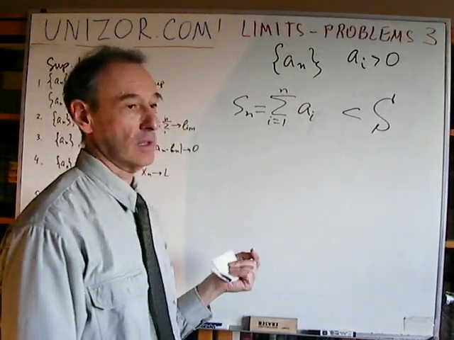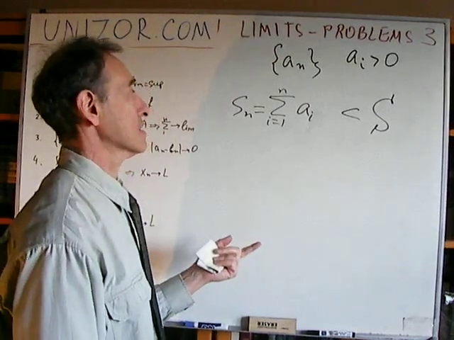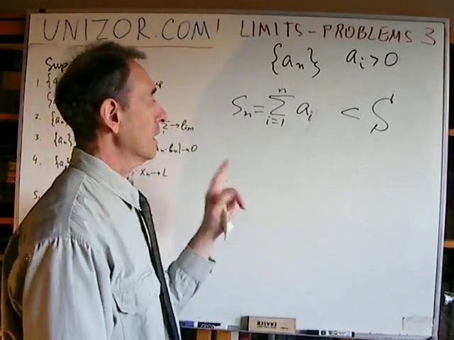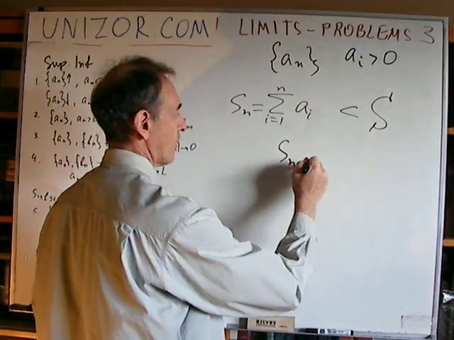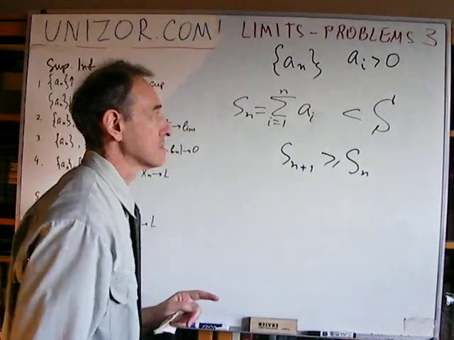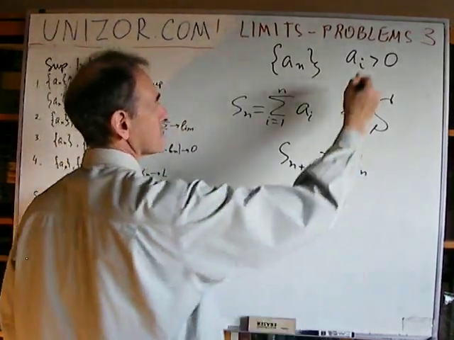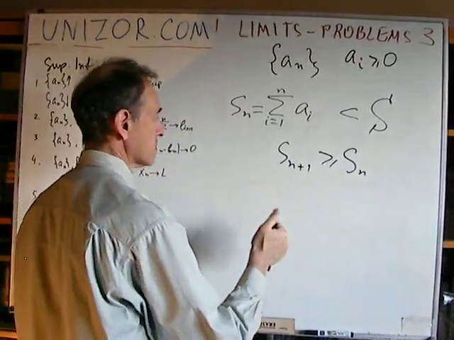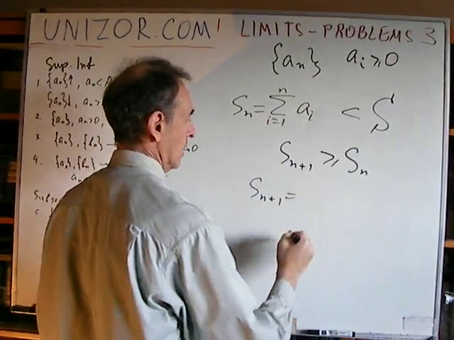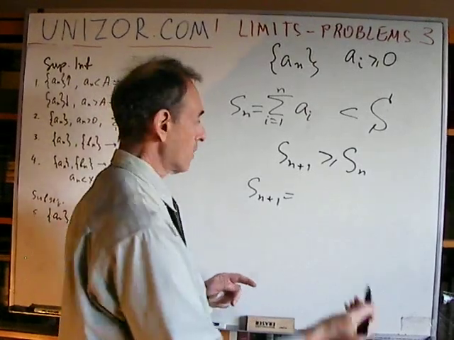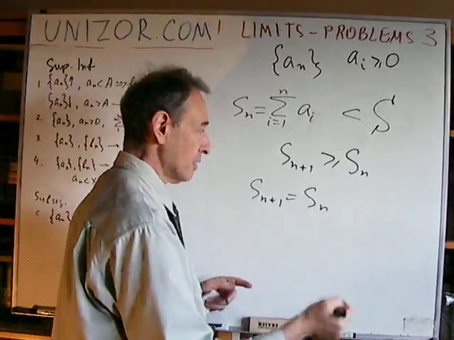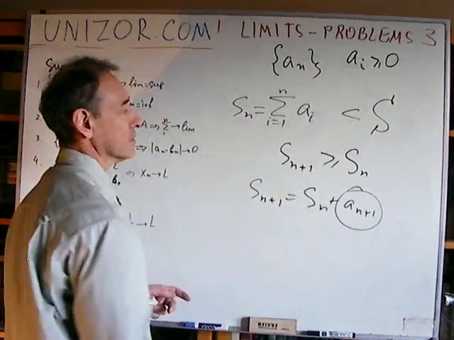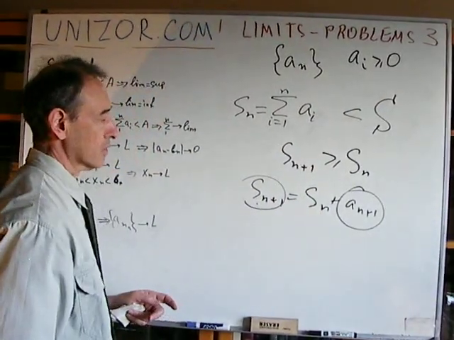Now, how can I prove it using the previous theorem? Well, that's actually very simple, because considering that all members of our sequence are positive, it means that Sn plus first is always greater or equal than Sn. Because we are always adding something, right? What is Sn plus first? It's the sum of the first n plus first elements of our sequence, which is the first n elements plus the n plus first. And this is greater or equal than zero. So this is greater than or equal to Sn.